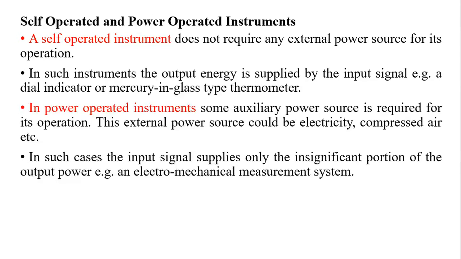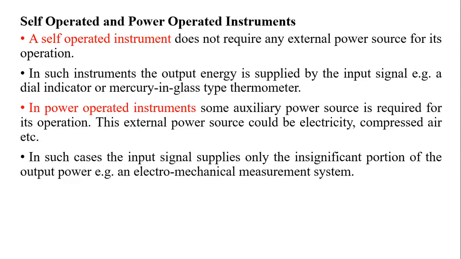And the next one is the self-operated and power-operated instruments. So what is a self-operated instrument? A self-operated instrument does not require any external power source for its operation. So you don't need any kind of power or energy to measure things. Okay. In such an instrument, the output energy is supplied by the input signal, for example a dial indicator or mercury in glass type of thermometers. So basically, in a self-operated instrument, you don't need an extra source of power to show or measure or indicate the quantity that is being measured.